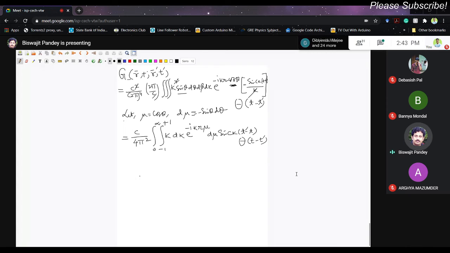Now let us do the mu integral first. So this will be c by 4 pi square, k goes from 0 to infinity, and k dk stays. Let us do this first: it is simply e to the power minus i k r mu, so divided by minus of i k r, with limits from -1 to +1. Let us put them in at once: e to the power minus i k r at the positive limit, then the negative limit gives plus i k r, with coefficient minus of i k r. This is the mu integral. Then what remains is sine of ck (t prime minus t) and the Heaviside step function t minus t prime.